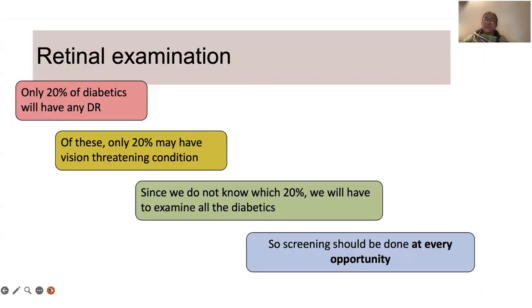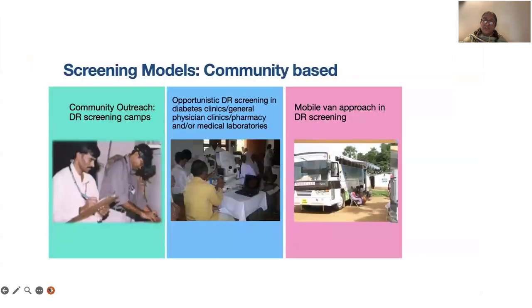Now, if only 20% of the diabetics suffer from DR, we are saying that 20% of these would have vision-threatening DR. And since we do not know which 20% will actually require the examination, we probably will have to screen all the diabetics. And therefore, we have to understand that it has to be an opportunistic screening without missing any opportunity. It has to be everywhere and every time a diabetic comes to us that the screening for DR has to be done.